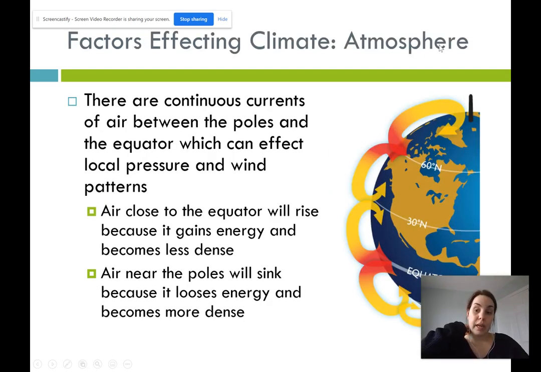Okay, the next thing that we're going to talk about that can affect climate is the atmosphere. So what we need to know is that there's continuous currents of air, or movement of air, between the poles and the equator, and that can affect the local air pressure and wind patterns.